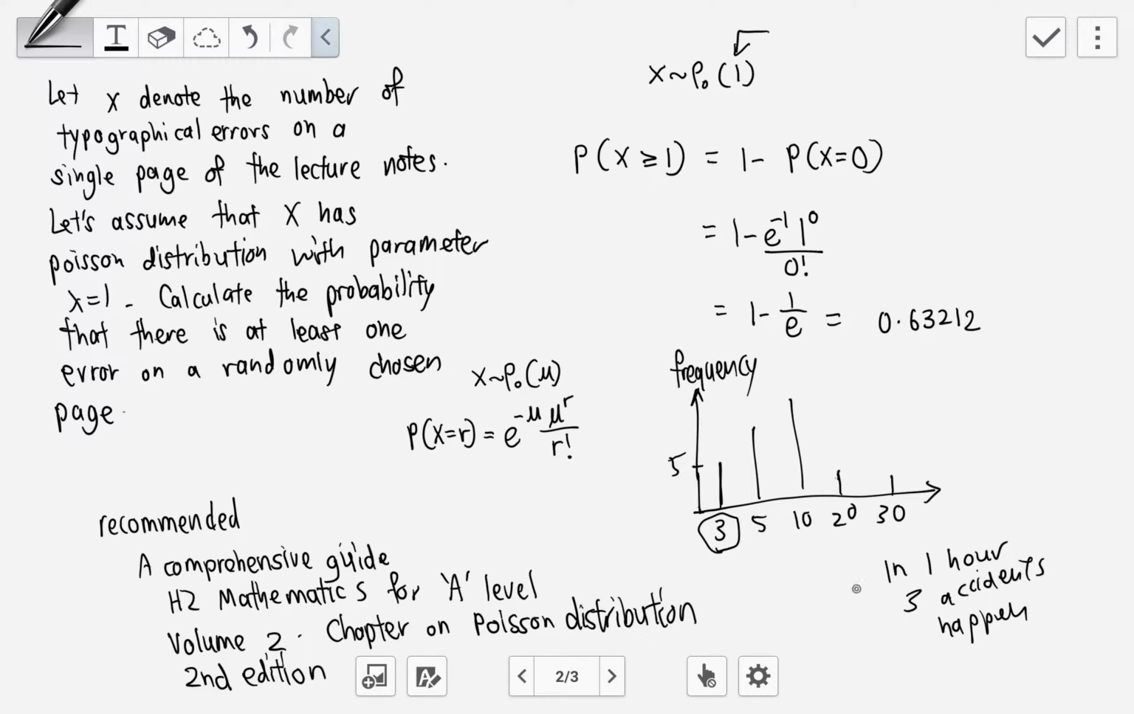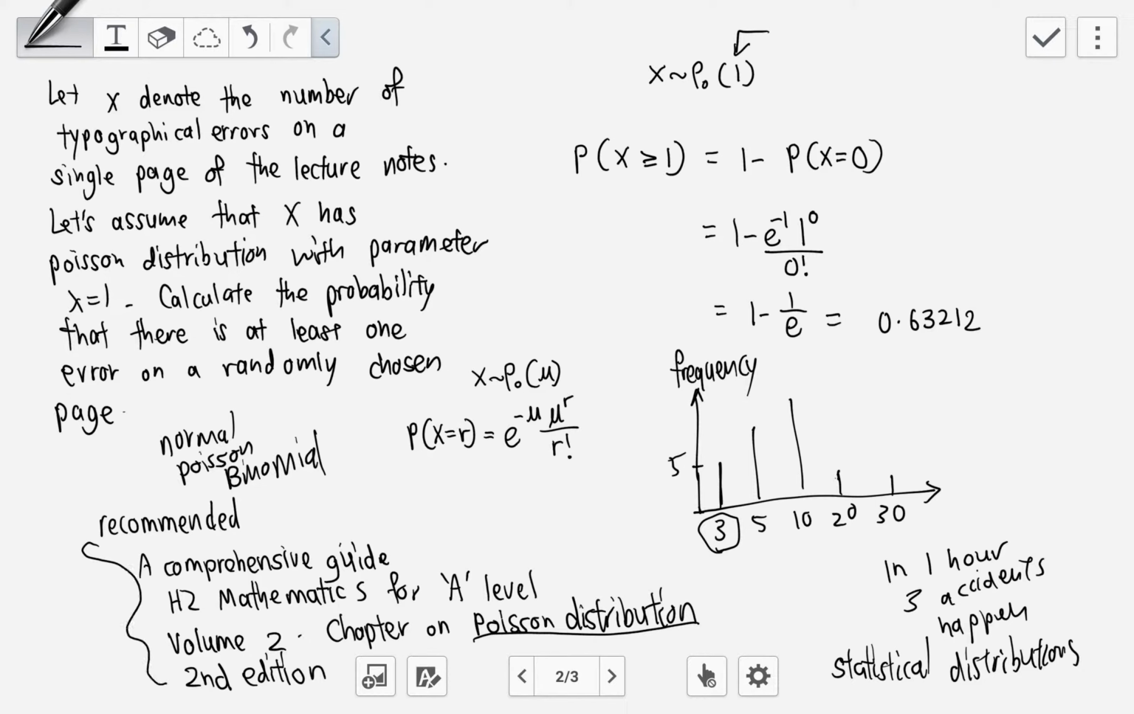So if you want to know more about probability distributions, you should read up on statistical distributions. There are three types of distributions that are very common. We call them the normal, the Poisson, and the binomial distributions. You could read up on them, and you can get this book and read the chapter on the Poisson distribution before you attempt this question. So I'm going to go through this. It's a pretty simple question.